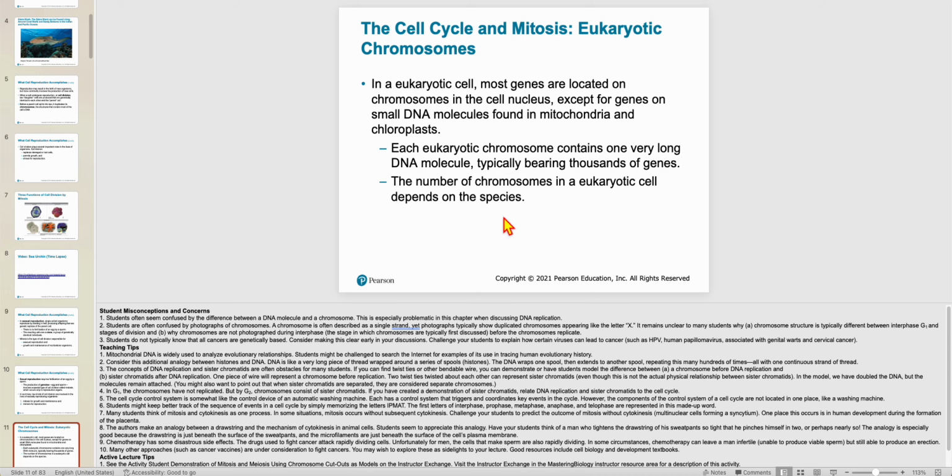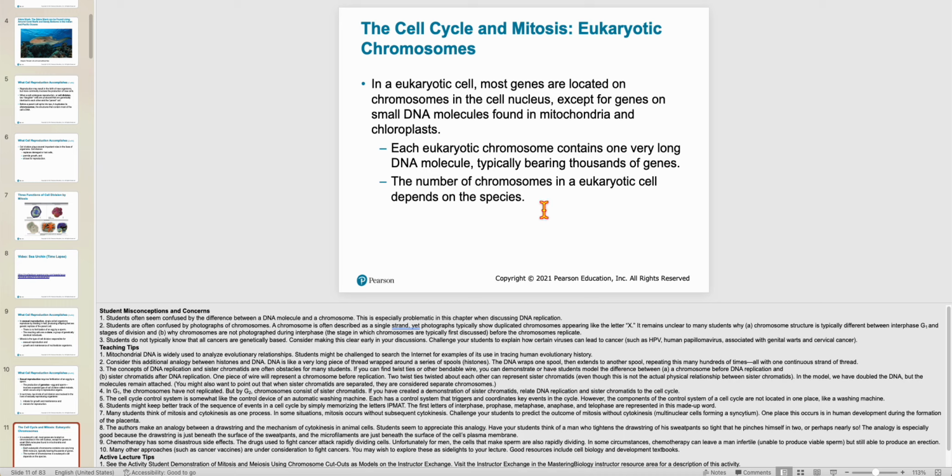As humans, we have 46 chromosomes. Drosophila has something like 112 or 120 or something like that. Far more chromosomes, but notice a fruit fly is not as complex as a human.